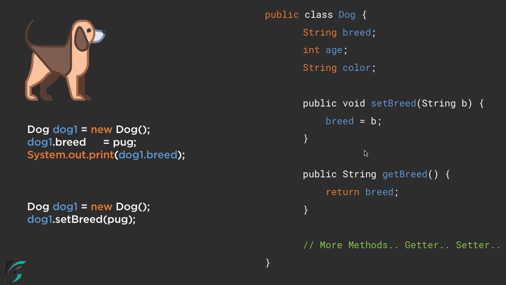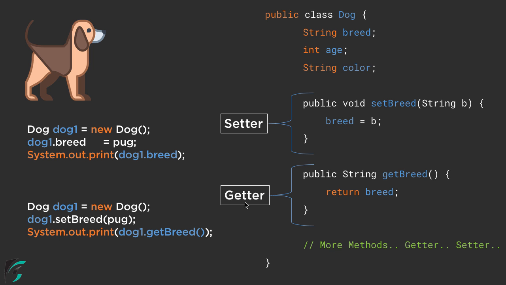Since this method is used to set the value of breed, it is known as the setter method. Proceeding forward, suppose I use dog1.getBreed and print the value in the output console. This dog1.getBreed will trigger the getBreed method, and this method will return the value of the breed. Since this method returns a value to print in the output console, it is known as the getter method in Java.